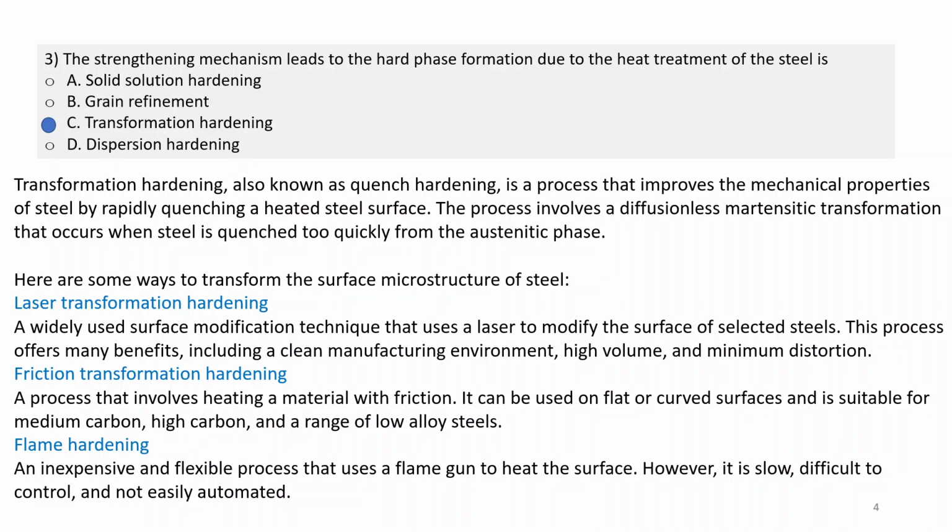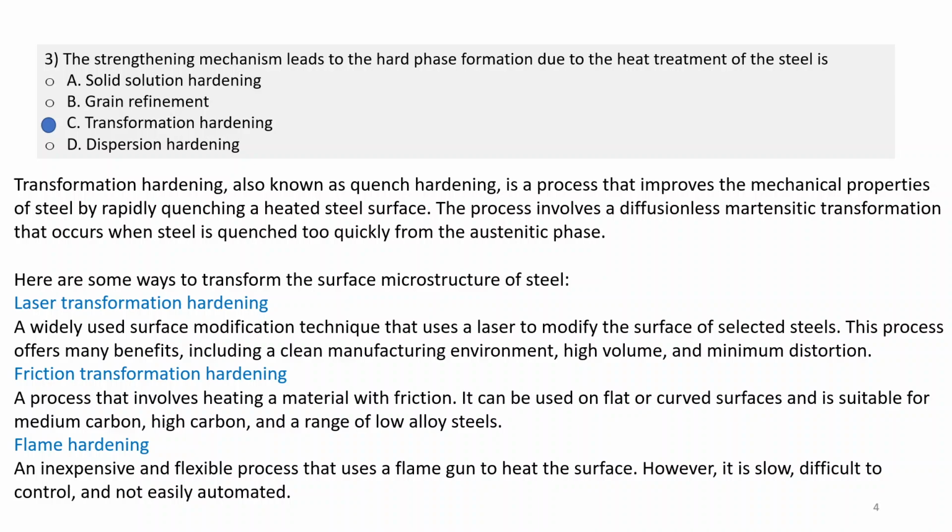Here are some ways to transform the surface microstructure of steel. First is laser transformation hardening, a widely used surface modification technique which uses a laser to modify the surface of selected steels. This process offers many benefits, including a clean manufacturing environment, high volume and minimum distortion.